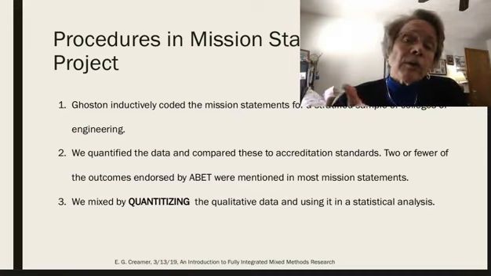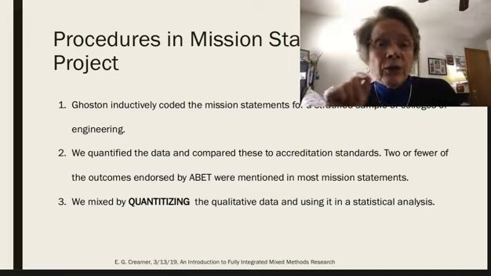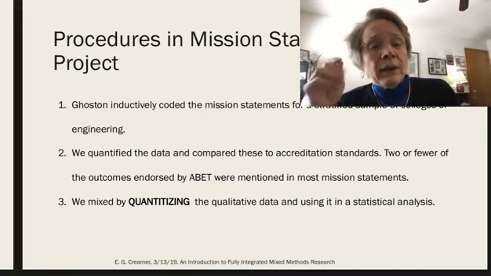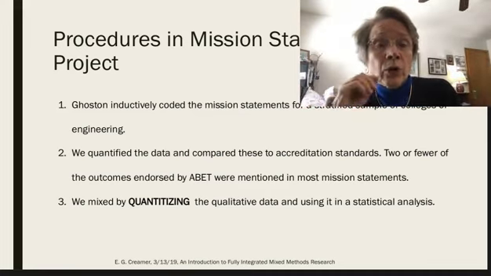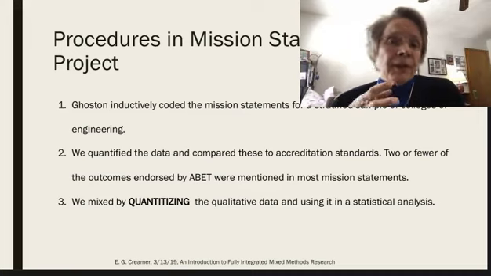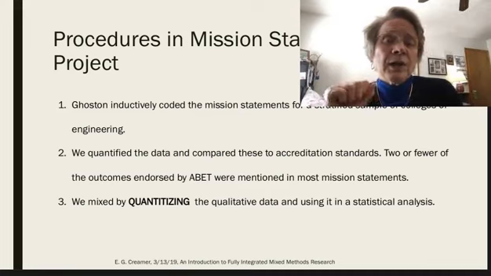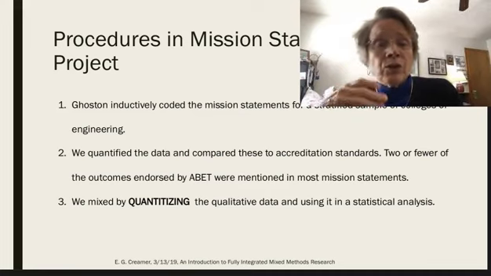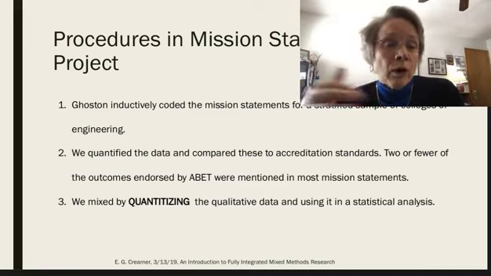We would have lost out, however, if we had used the ABET values or goals as our coding scheme, because it turned out that those were not what was emphasized in the mission statements. Usually there were 2 or fewer of those.